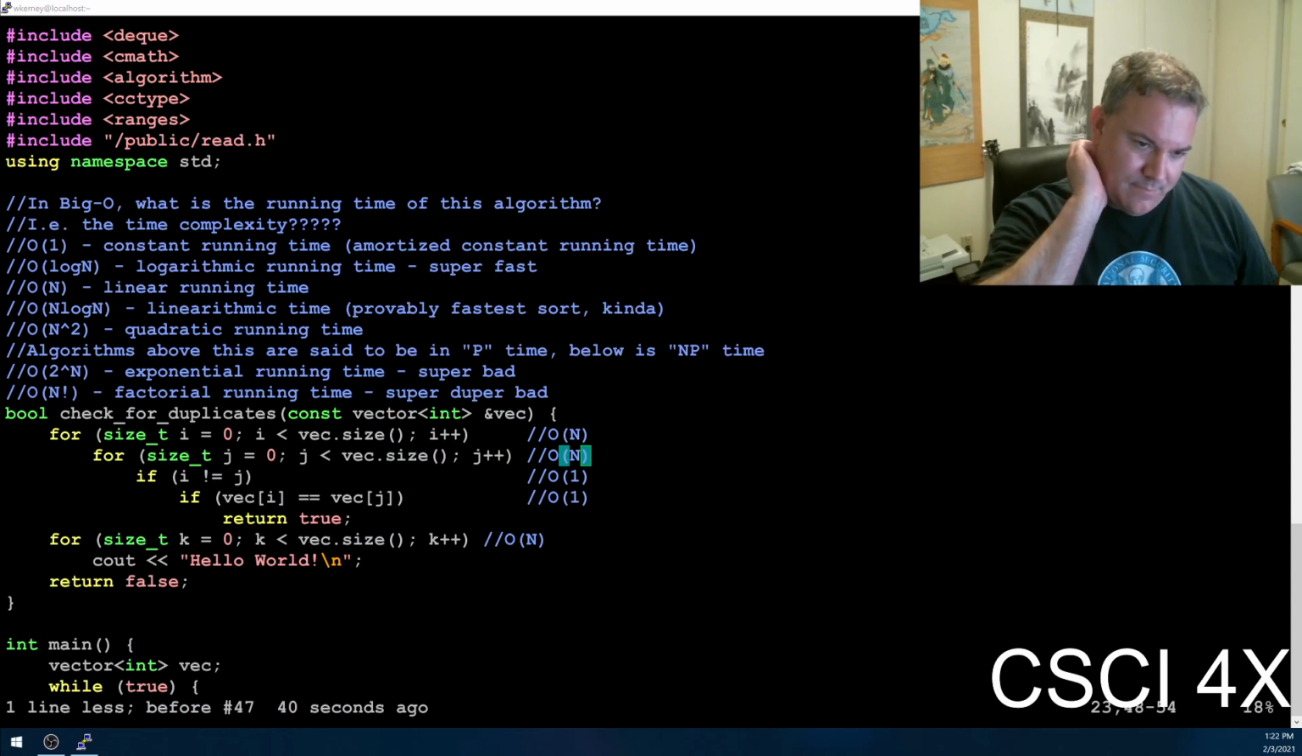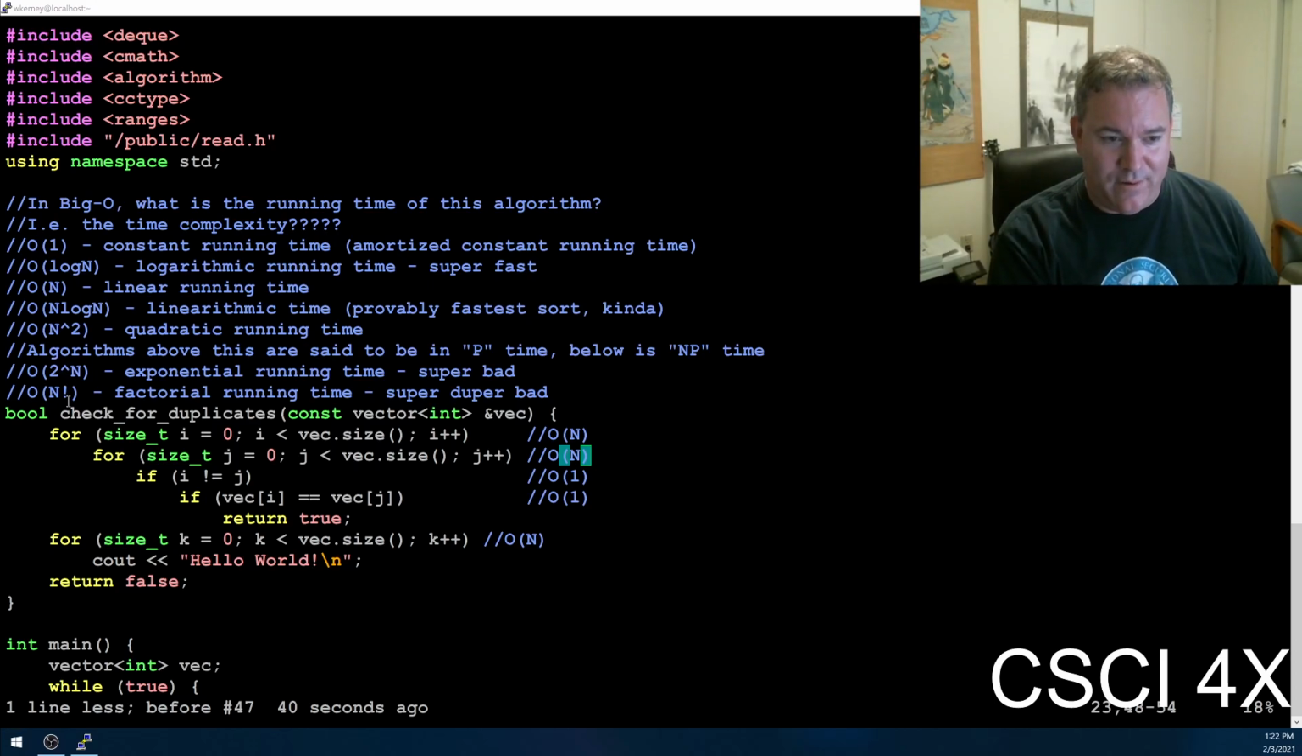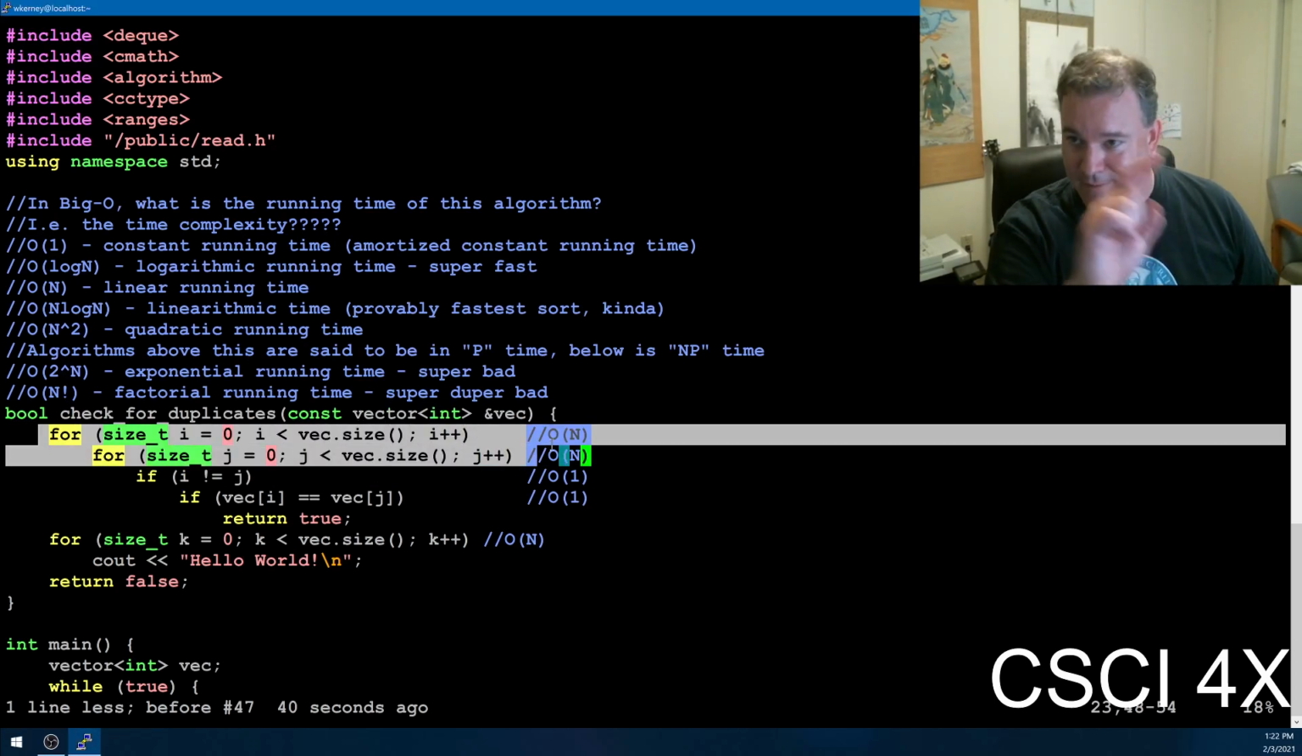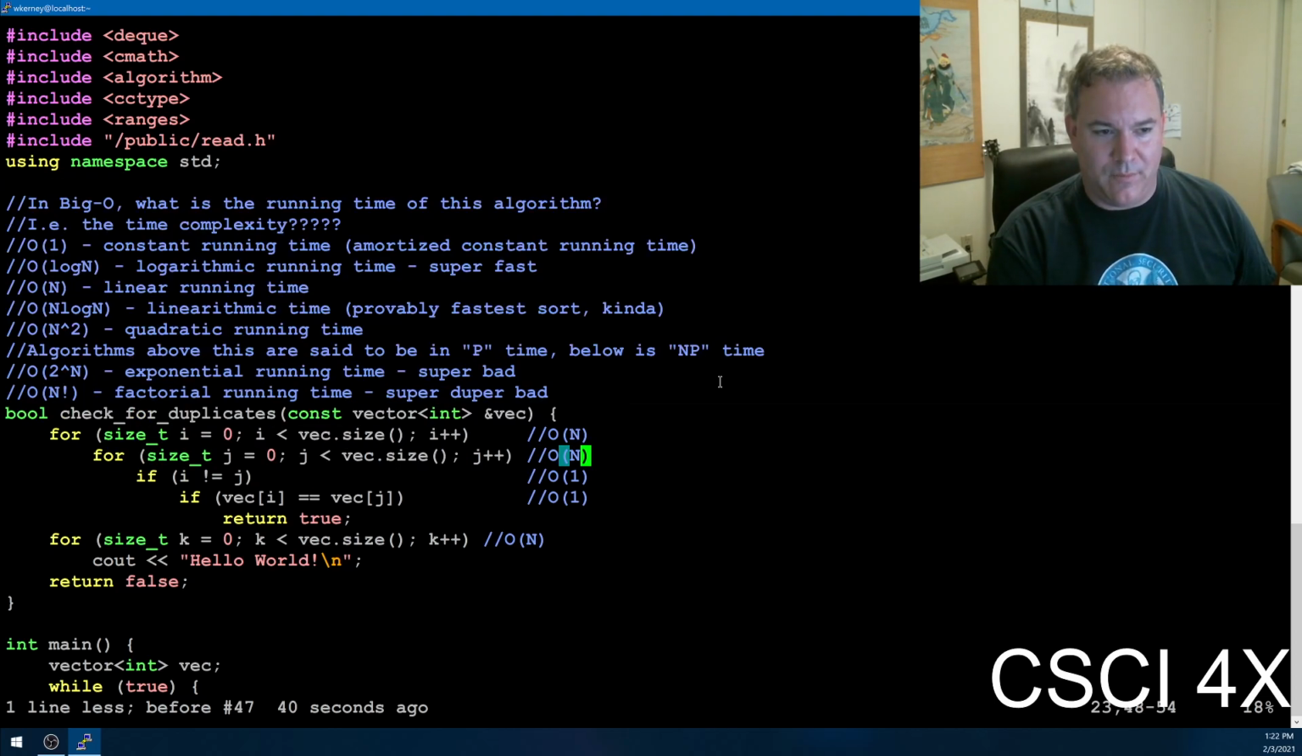So yeah, that's basically the easiest way. You just count how many nested for loops there are, and these are the important ones here. These are the important ones.